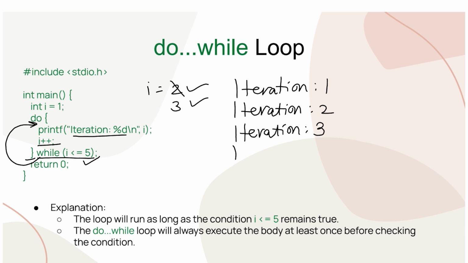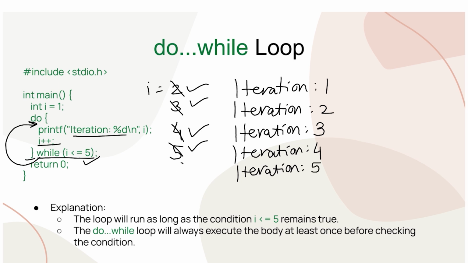Iteration 3. It keeps on repeating for the next value, 4. Yes, the condition is true. It is going to print iteration 4. The value of i is incremented again to 5. Yes, the condition is true. It will again print the block, iteration 5. Now the value of i is 6 and the condition is false. So instead of going back, it will come out and execute the rest of the code.